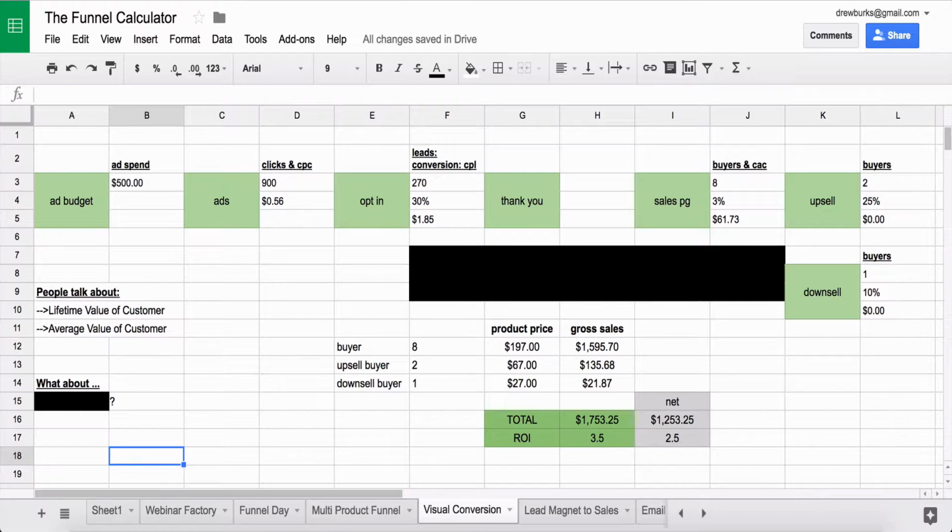Hey guys, Drew here, and today I want to do a little video training for you, kind of give you a visual illustration of funnels and the conversions. Because I think once you understand how the conversions work and you can see it visually, then you'll get over the ad spend issue, right?